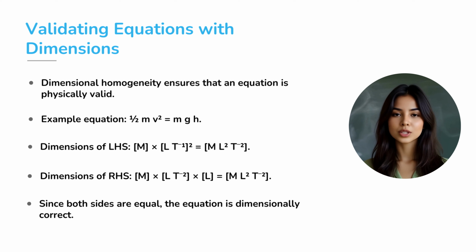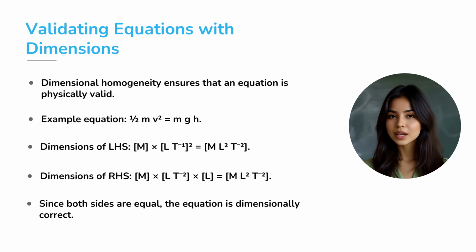Take the well-known equation 1/2 mv squared equals mgh. On the left side, 1/2 is just a pure number. So dimensions come from mv squared, that is, mass M multiplied by velocity squared. Velocity has dimensions LT to the power minus 1. Squaring gives L squared T to the power minus 2. So the left side is ML squared T to the power minus 2.